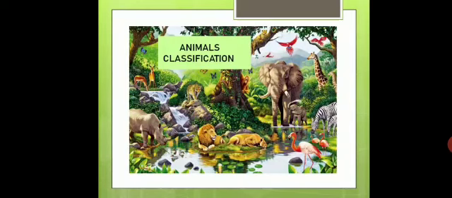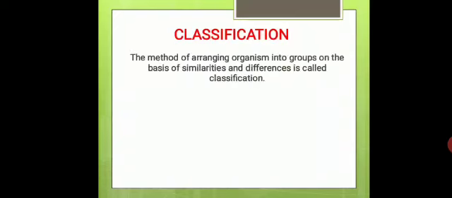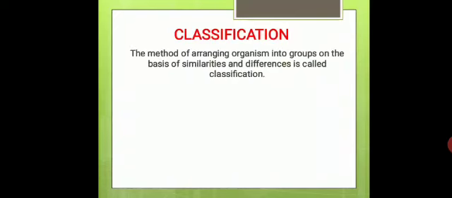So based on that, a particular kind of plants will have the property of climbing nature, so all will come under one category. Is it clear, children? There are flowering plants and non-flowering plants. Likewise, based on their nature, they are classified. So we are going to see what is meant by classification. One by one we'll see. Classification means the method of arranging organisms into groups on the basis of similarities and differences.